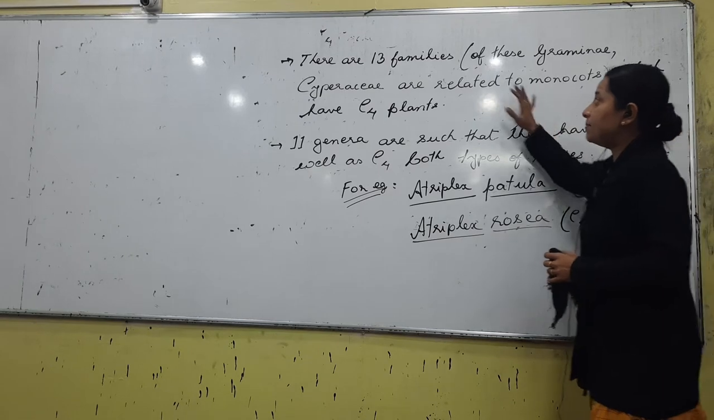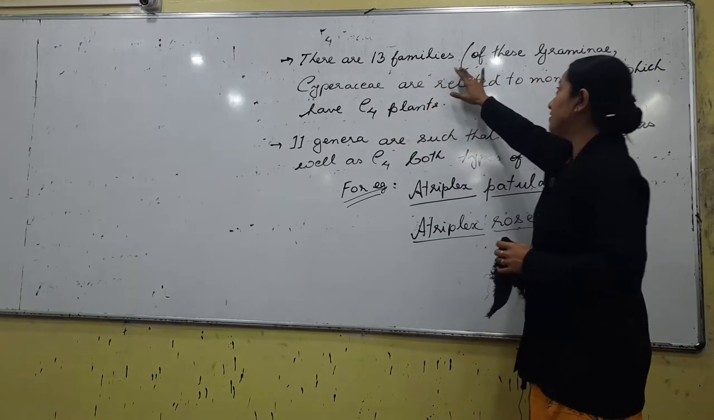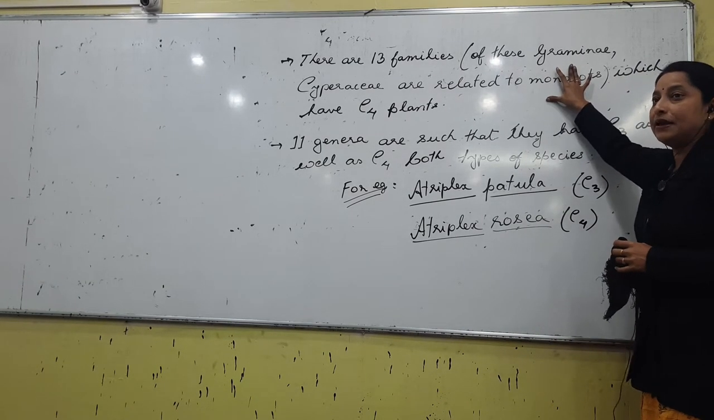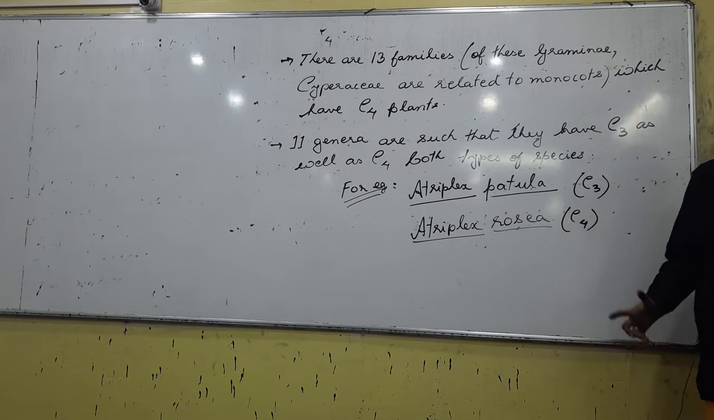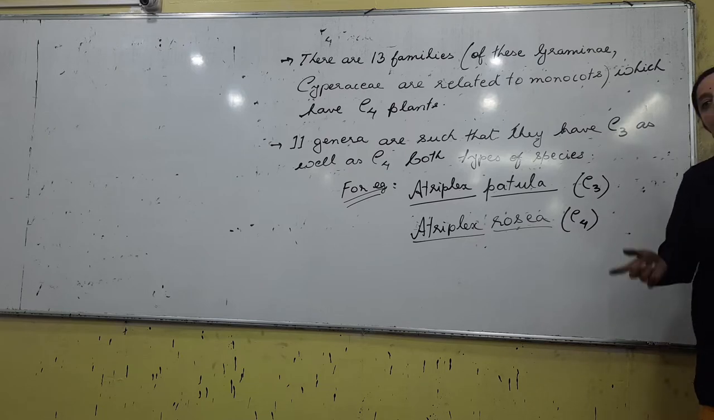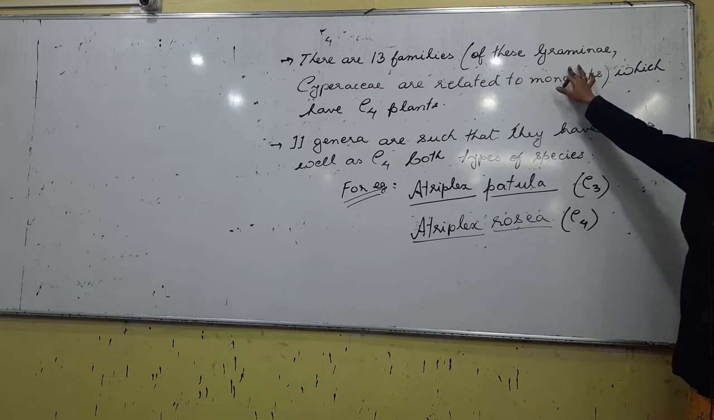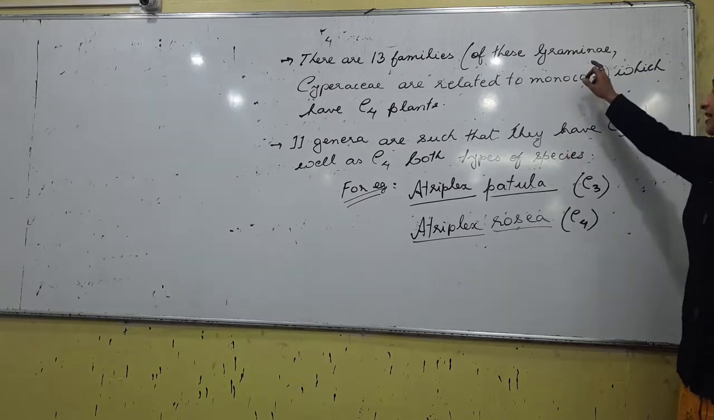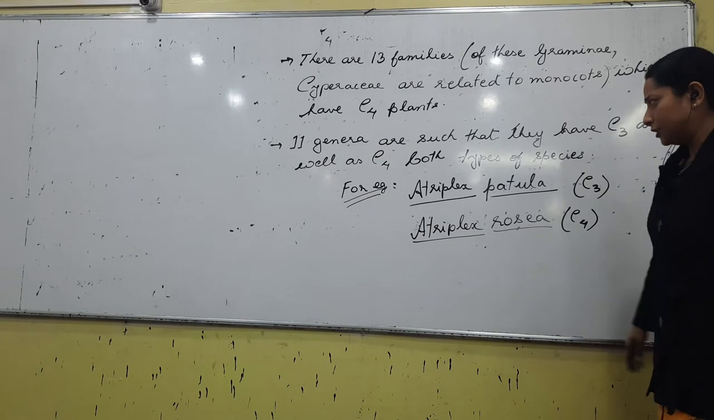Out of the entire set of families, 13 families have C4 plants, and out of the 13 families, monocots generally constitute Gramineae and Cyperaceae. The examples we gave earlier, for example maize, rice, etc., they belong to which family? It is Poaceae, also called Gramineae, right? So remember the word Gramineae, since monocot is an important term to be remembered in case of C4. You need to remember the example of the family also, Gramineae, right? Beyond that it is not that important.